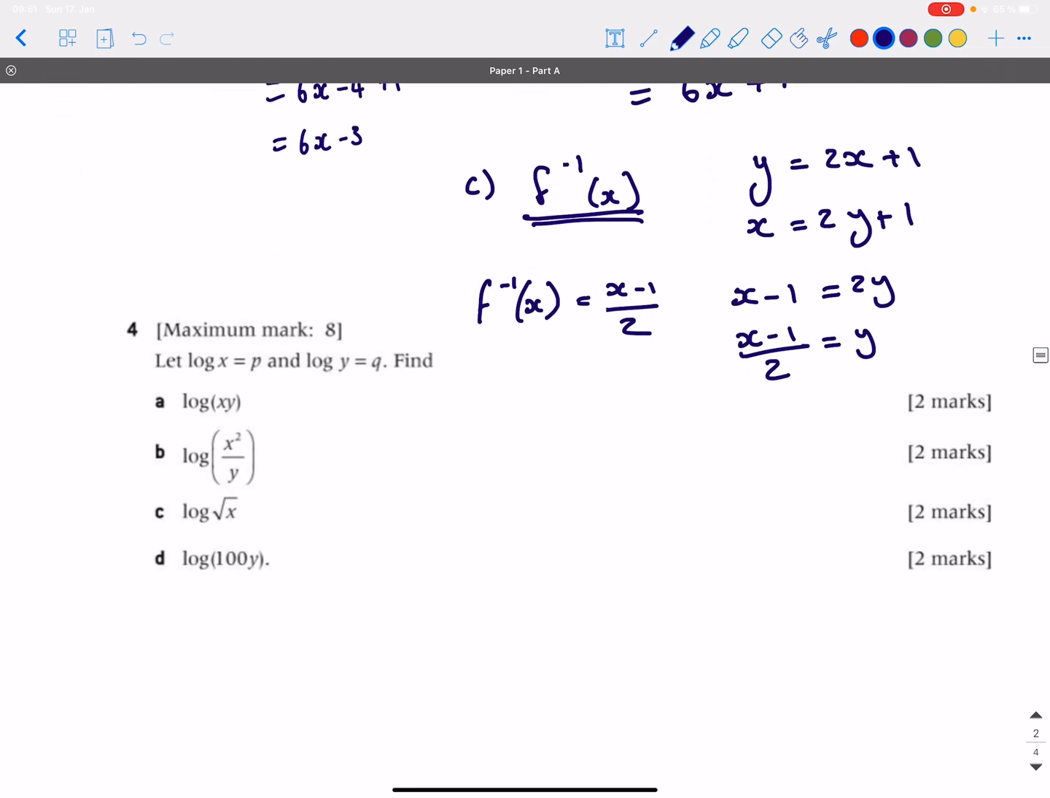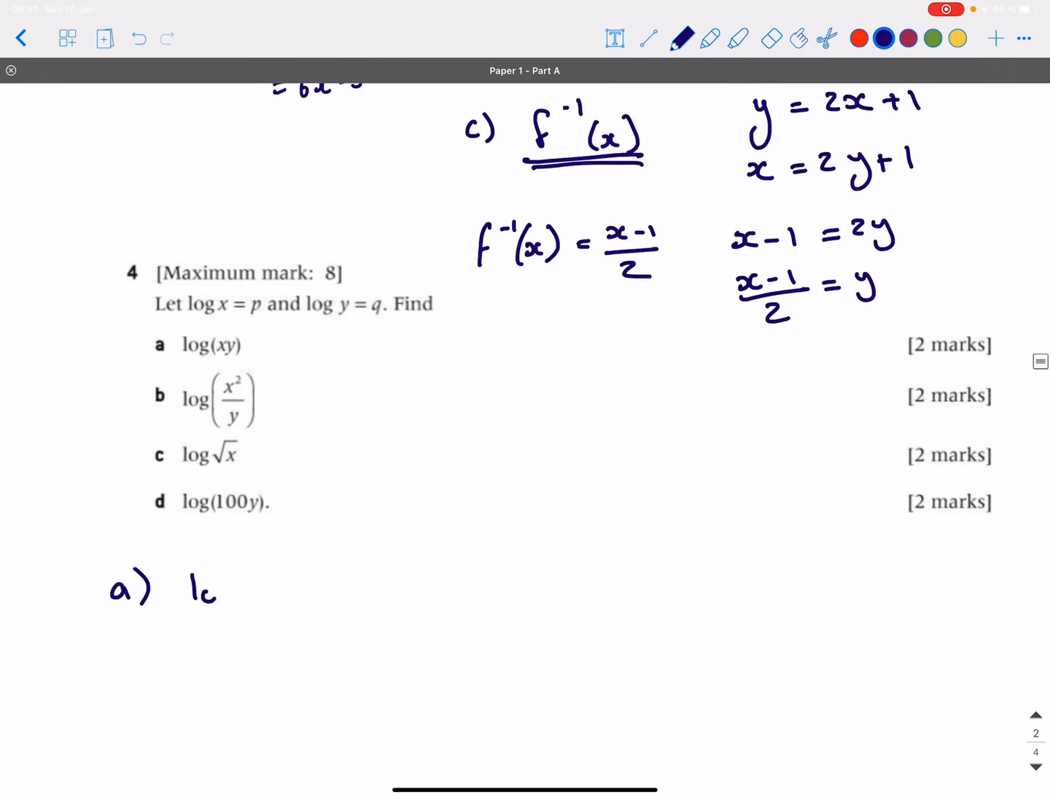Cool. Okay, so our next question is a question about logarithms. And my feeling is this question is checking how well you know the logarithm laws. So it tells us that log x equals p and log y equals q. And then the rest of the questions are asking how you can make up those logarithms from log x and log y. So it's like a puzzle trying to make those final ones from what you've got.